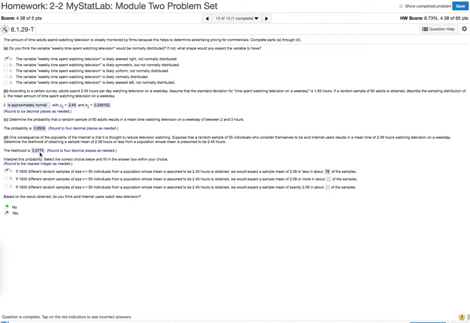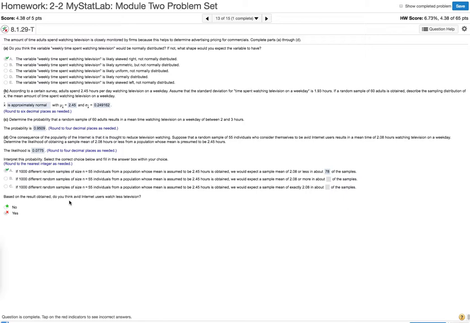So I filled in 78, and how did I get that number? I took this probability of this occurring, that the people would watch 2.08 hours or less time, and I found that that probability is 0.0775. So I times it by 1,000, because those 1,000 random samples times that would give me how many. So about 78. So I got really 77.5, and I rounded it up to 78 of the samples.